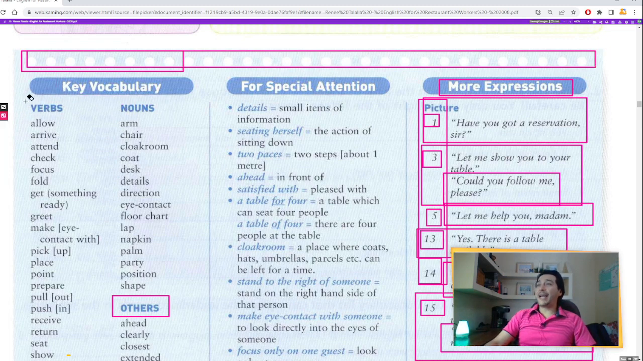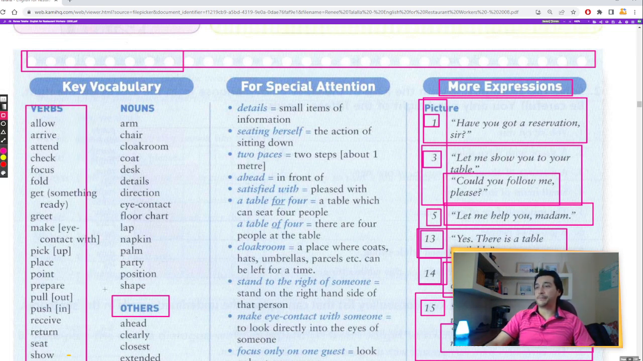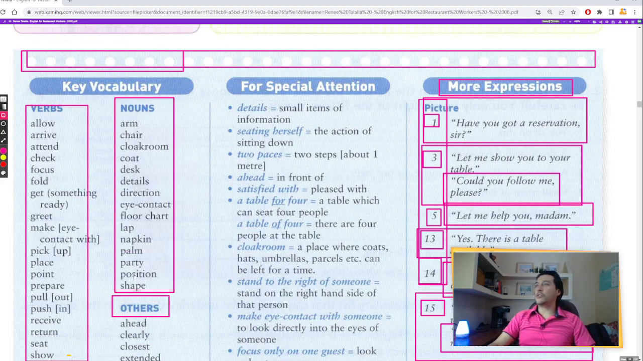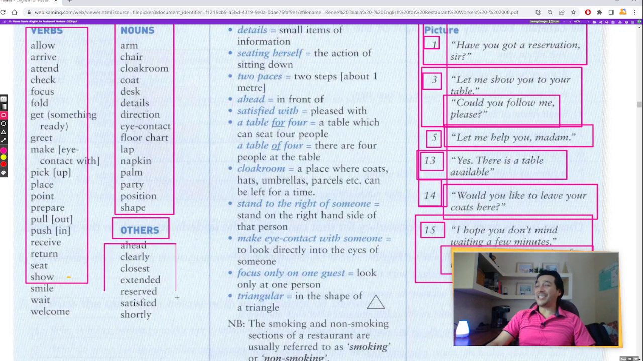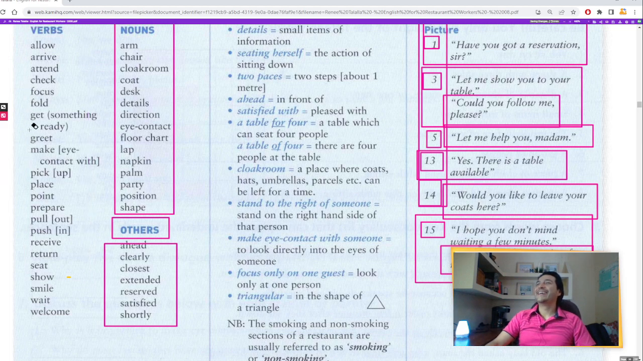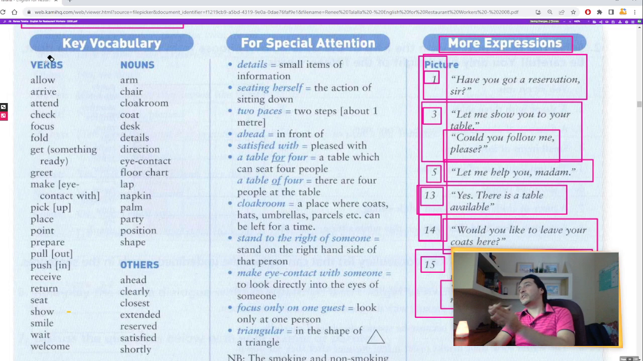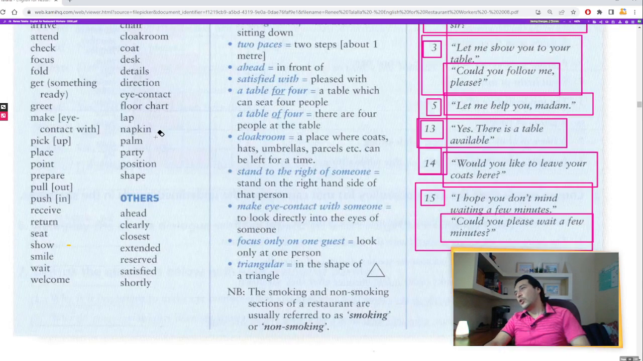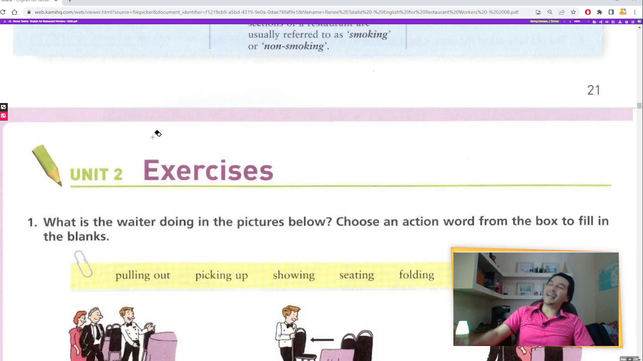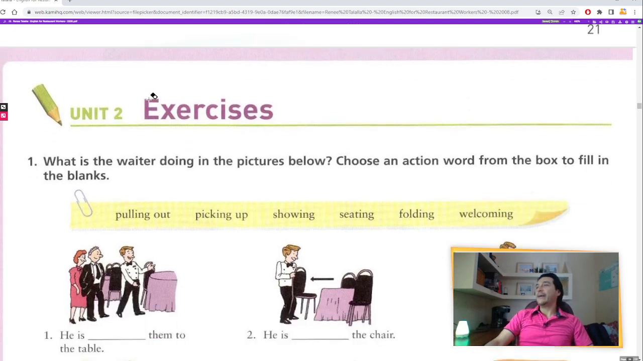And the key vocabulary is already organized in verbs. Here's our verb list. And nouns. Here are all the nouns. And the others are adjectives and pronouns. Adjectives and adverbs. So, we're actually going to take the verbs and the nouns to do some exercises today.